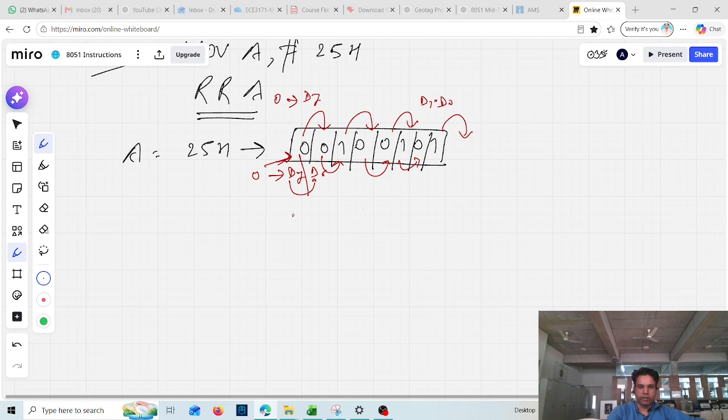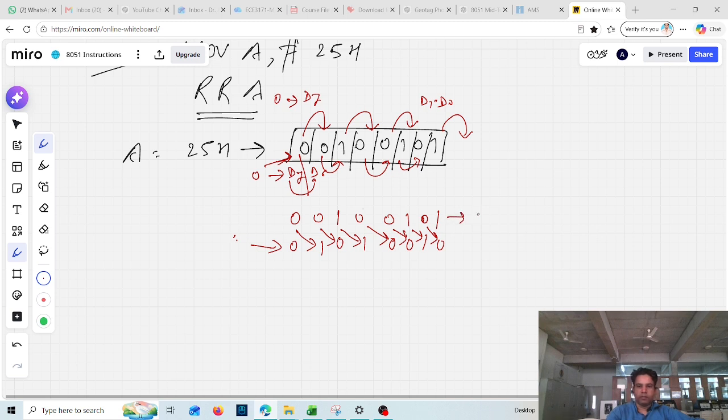Let me write once again 0 0 1 0 0 1 0. Okay, so this bit will come at this position, this 0 will come at this position, this one will come at this position, this 0 at this position, this 0 here, this one here, this 0 here. And by default 0 will be coming at this position. So this is the meaning of this instruction.